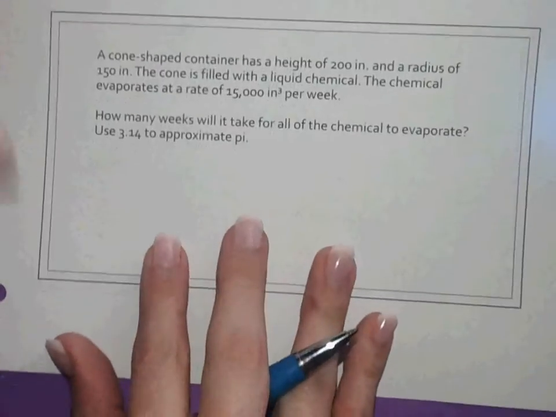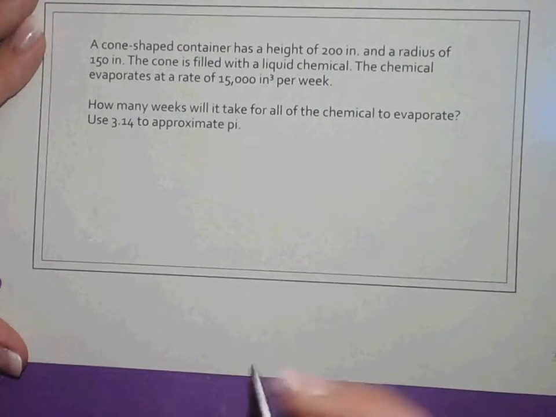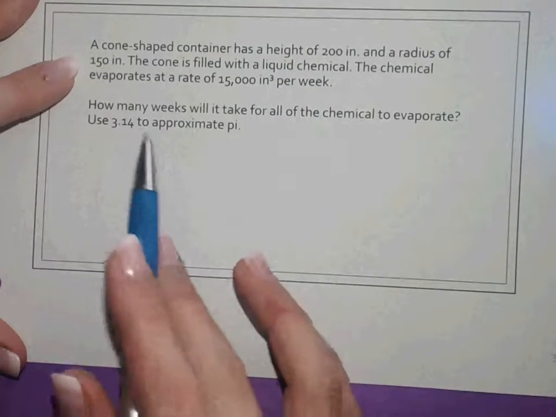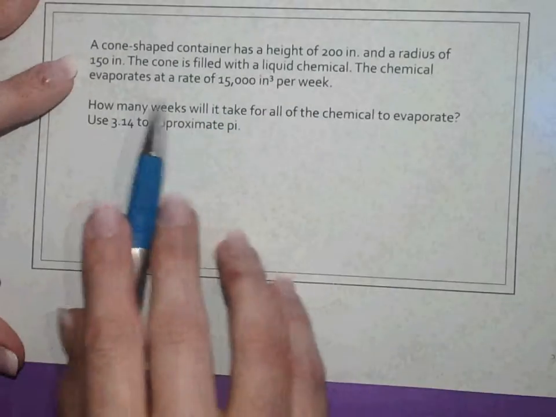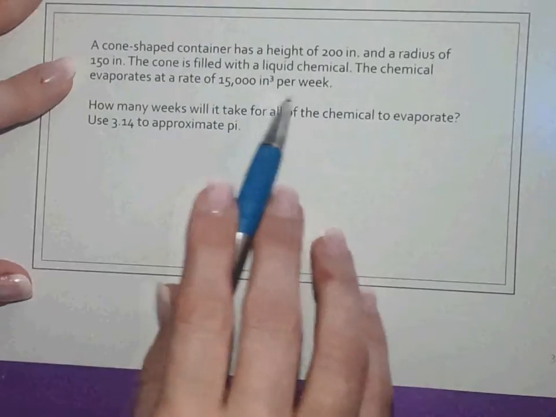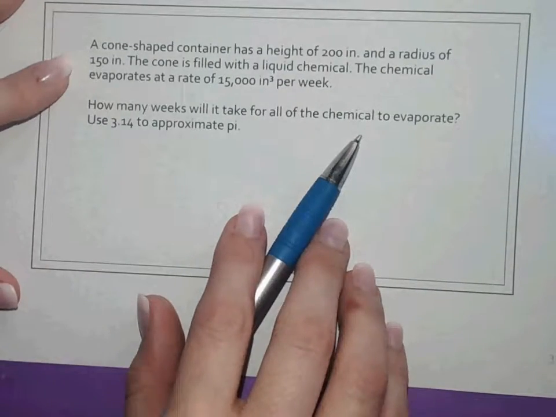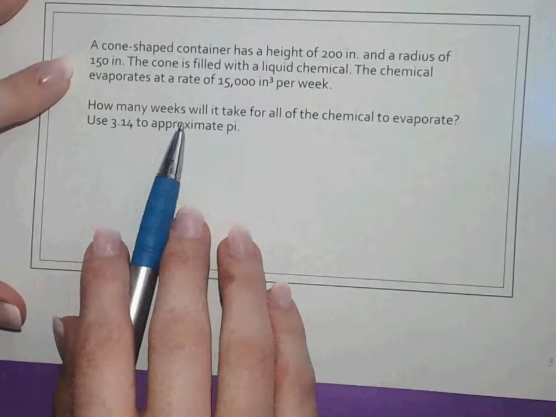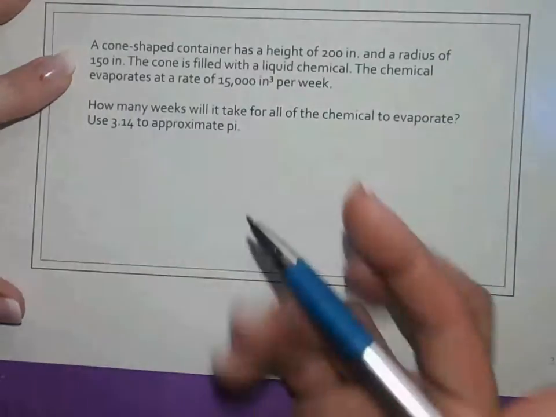Okay, and let's look at the last one. A cone-shaped container has a height of 200 inches and a radius of 150. The cone is filled with a liquid chemical. The chemical evaporates at a rate of 15,000 inches cubed per week. How many weeks will it take for all the chemical to evaporate? Okay, so what we need to do first is find the original volume.